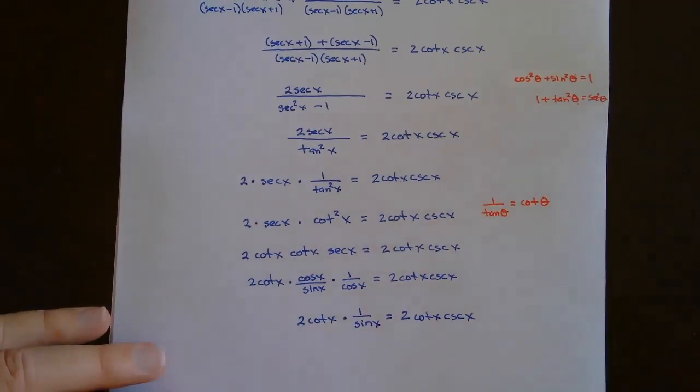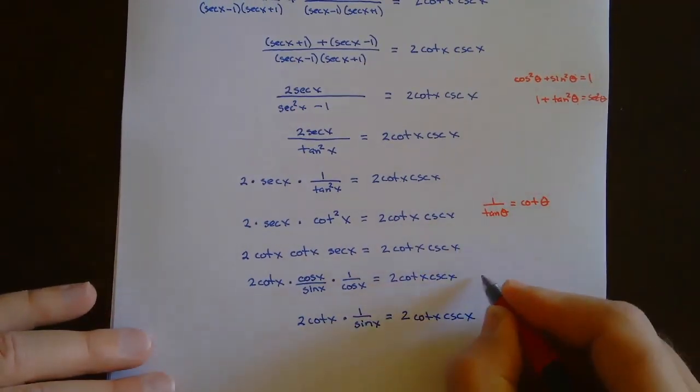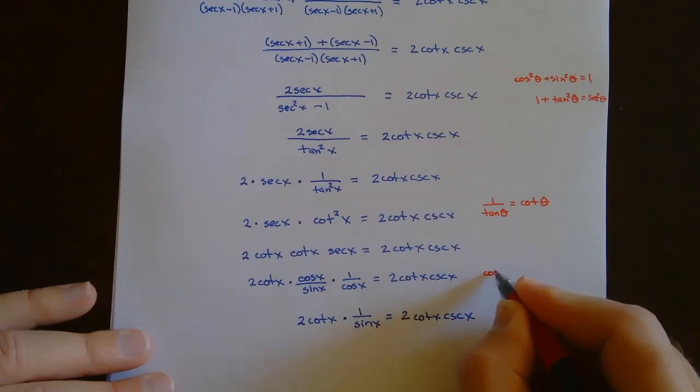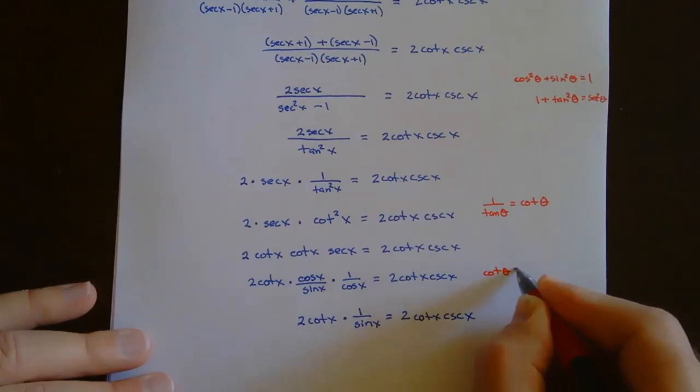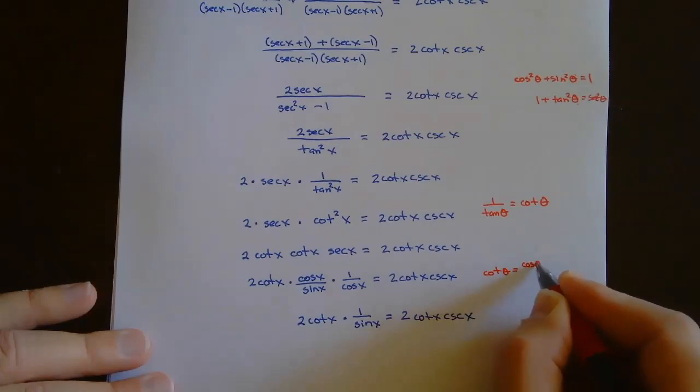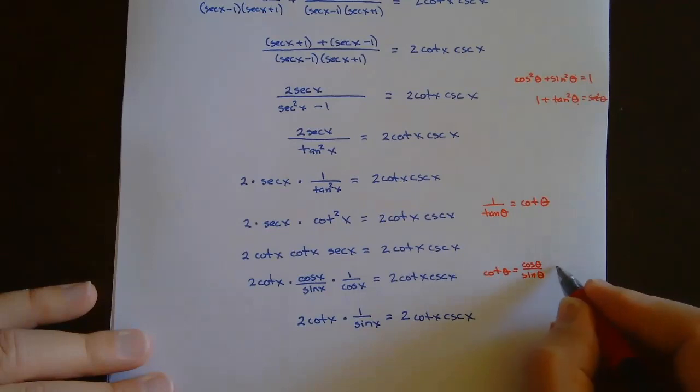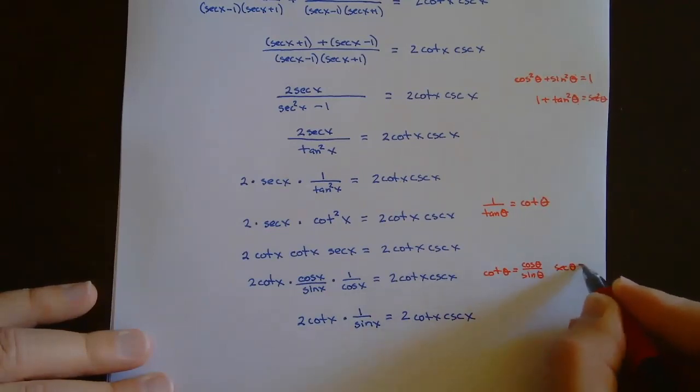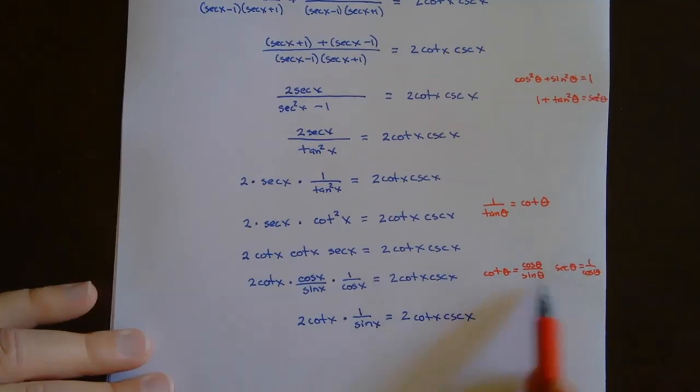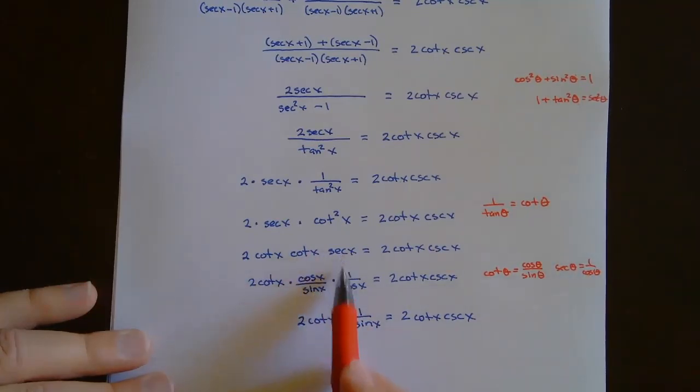So what did we do to go from here to here? We use the fact that cotangent theta is equal to cosine theta over sine theta. We also use the fact that secant theta is equivalent to 1 over cosine theta. We use these two identities to go from these two to these two. Now, 1 over sine x, what is 1 over sine x? Well, that is cosecant x, and we have it.